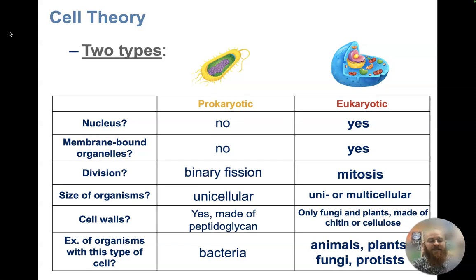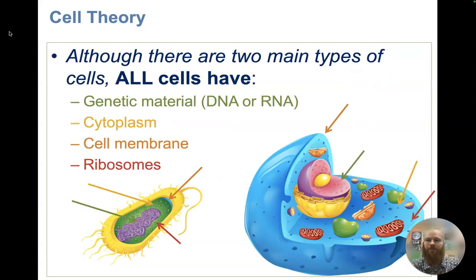Eukaryotic could be plants, animals, fungi, protists, but in this class, we're going to specifically focus on plant and animal cells. So, although there are two main types of cells, and we've just discussed all the ways in which they are different, all cells will have four key things in common.